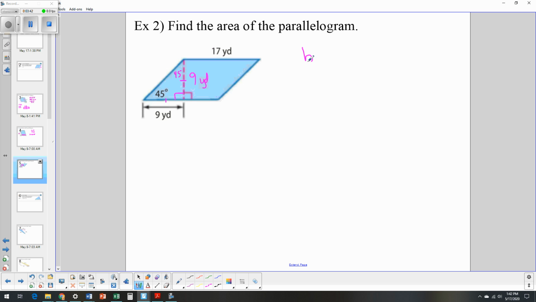So my base is the entire 17. Height is 9. I just found that because of my 45, 45, 90. So my area will be 17 times 9, or 153. And that's yards squared.